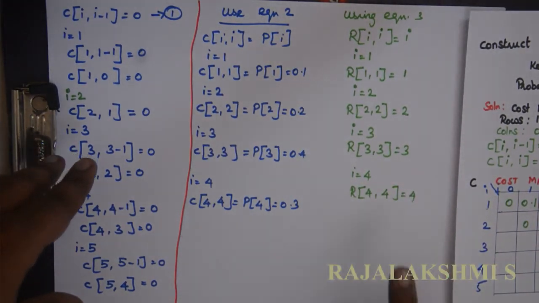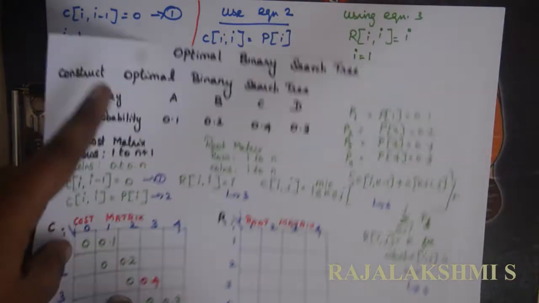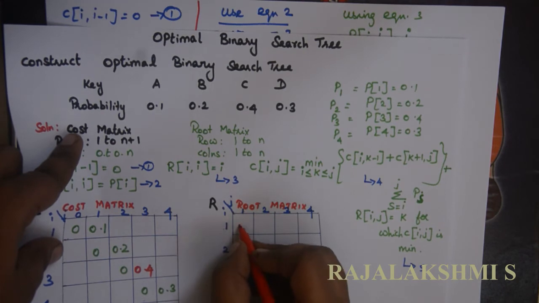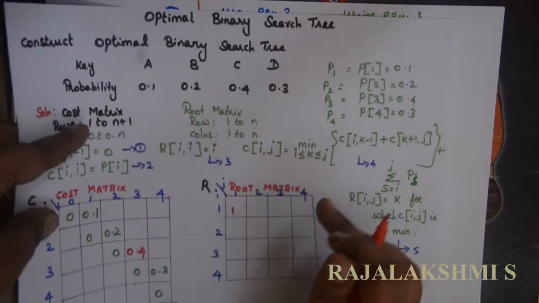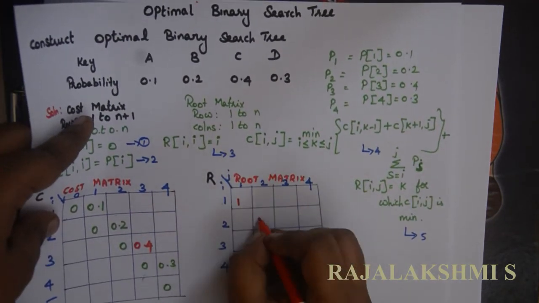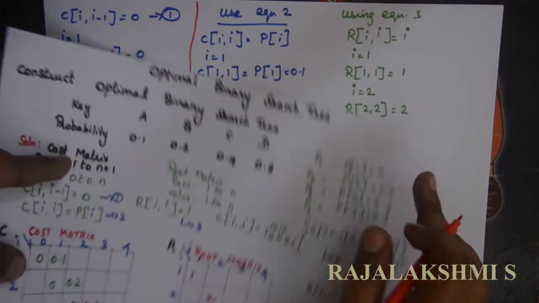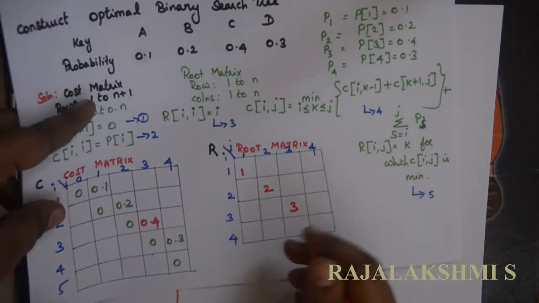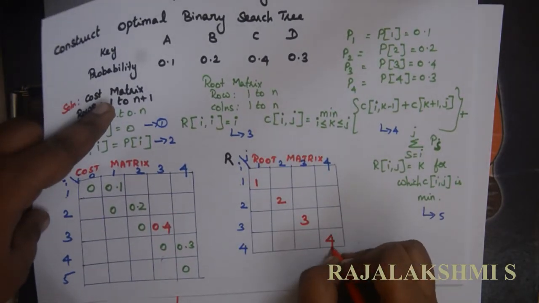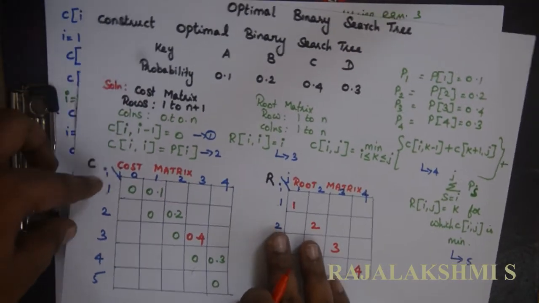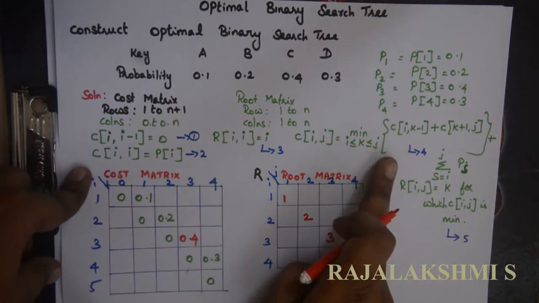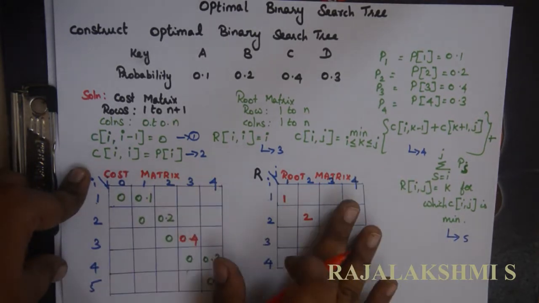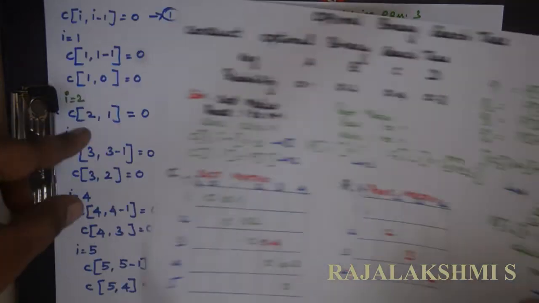Okay, so we should fill these values in the root matrix. R of 1 comma 1 is equal to 1. R of 2 comma 2 is equal to 2. R of 3 comma 3 is equal to 3. R of 4 comma 4 is equivalent to 4. Okay, so now we will be using equation 4 and 5 to fill the remaining values in the cost matrix and root matrix respectively.